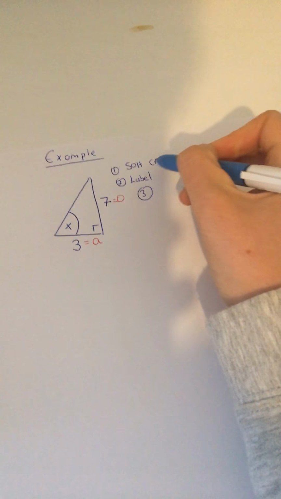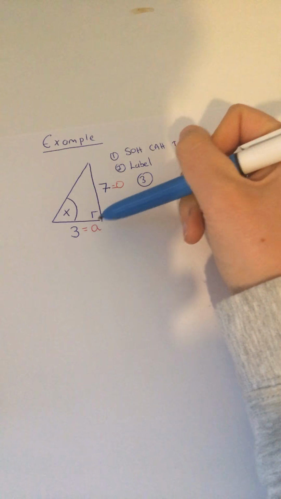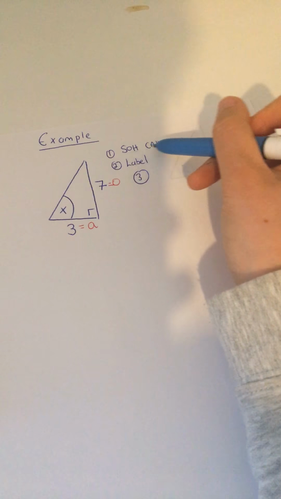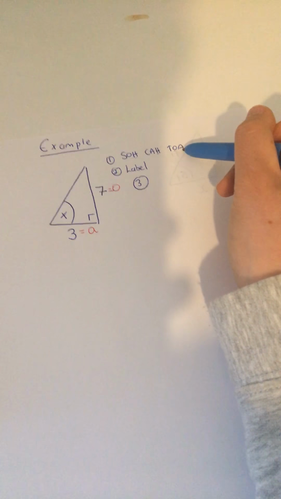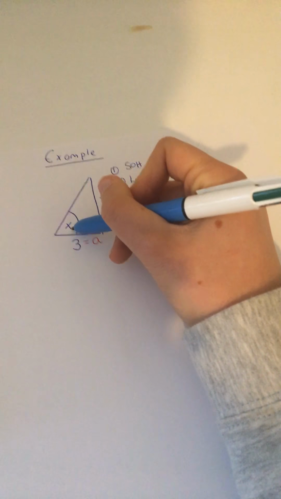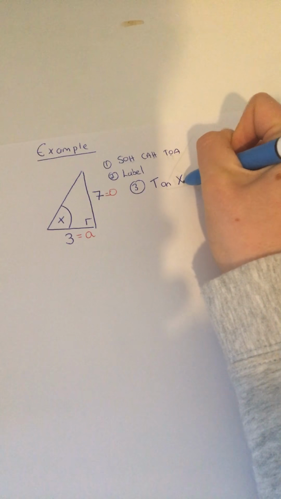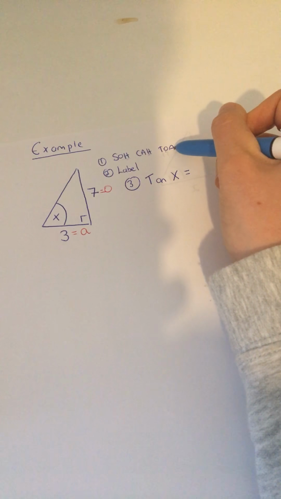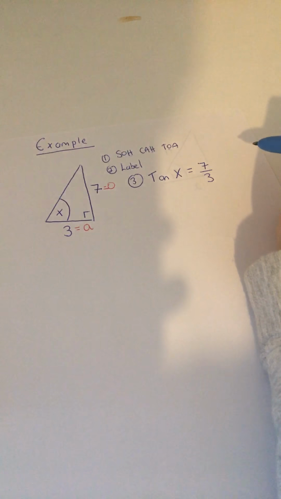is decide which one we're going to use, sine, cos, or tan. So we have opposite and adjacent. So it's not going to be sine because we're not using the hypotenuse. It's not going to be cos because again that needs the hypotenuse. It's going to be tan because tan uses opposite and adjacent. So the angle that we're working with is x, so we'll say tan x equals, and we know that that equals opposite over adjacent, meaning 7 over 3.